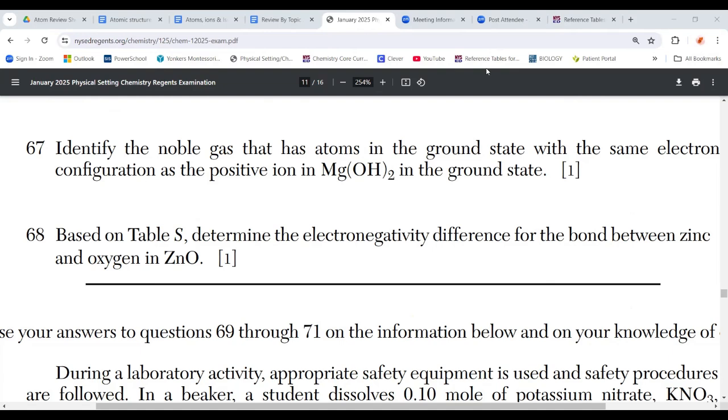All right, was that number 68? That was number 68. Yay, we're done with this topic. Okay, so hopefully those explanations helped you.